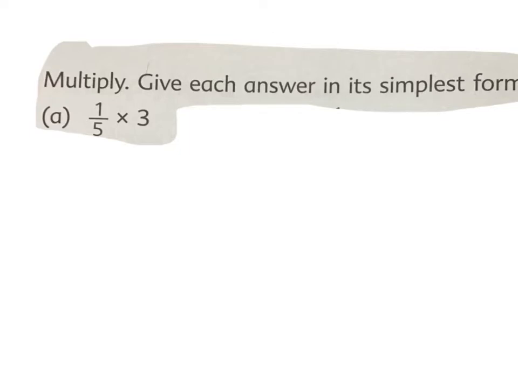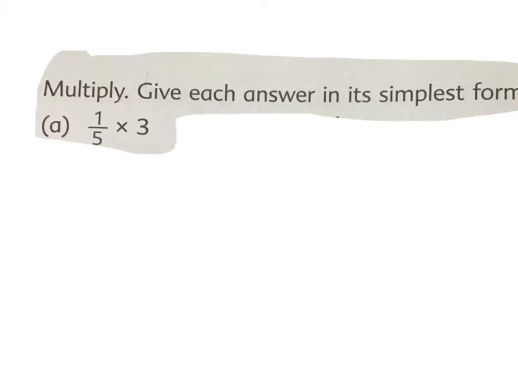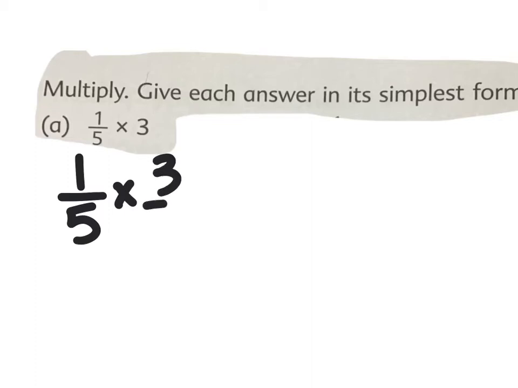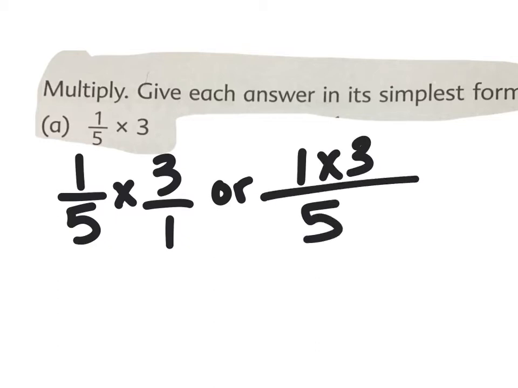All right, so we are multiplying fractions today, and we can change it a couple different ways. We can explain it this way, where this is 1/5 times 3 over 1, or 1 times 3 over 5. 1 times 3 is 3, and keep the denominator 5.